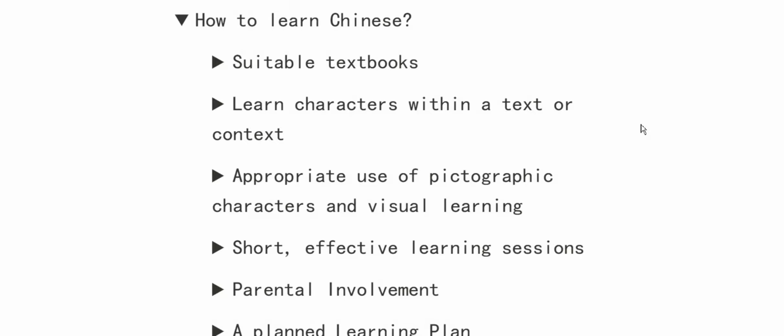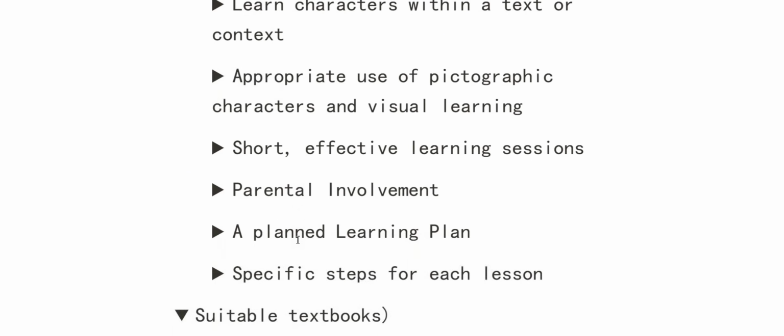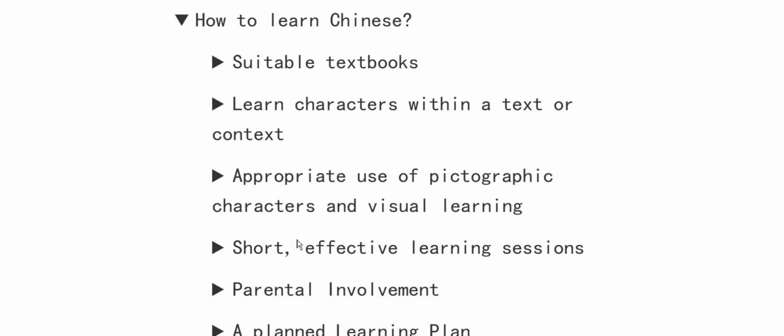Today our topic is how to learn Chinese. We have several subtopics. The first one is what are suitable textbooks, and the second one is learning characters within a text or context. Like this, we will go through them one by one. Now let's go to the first one.